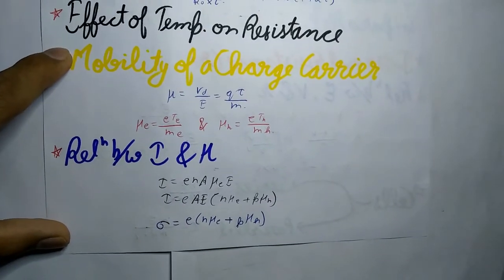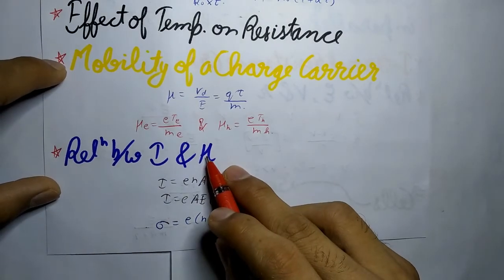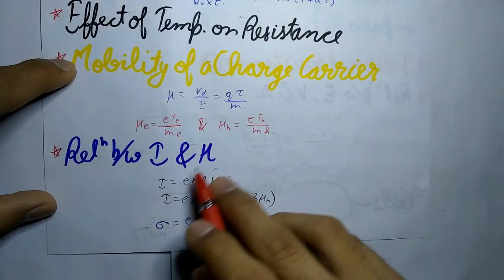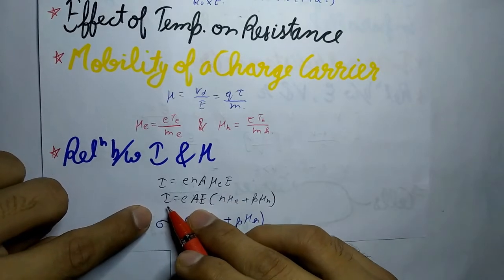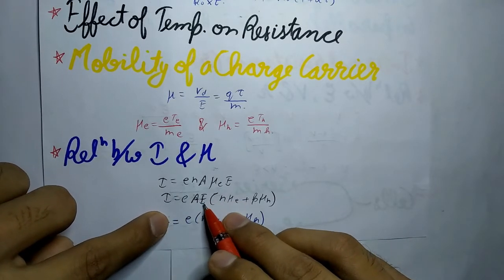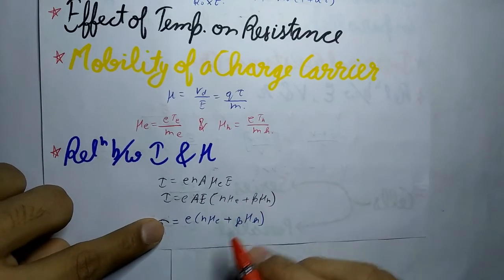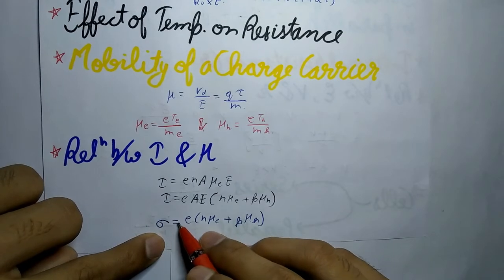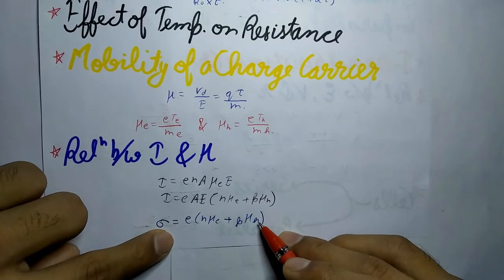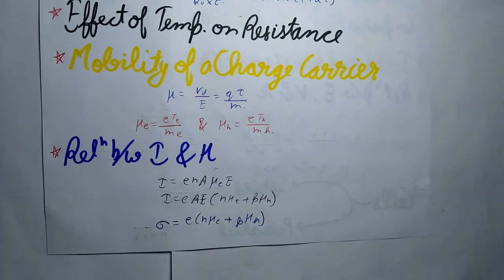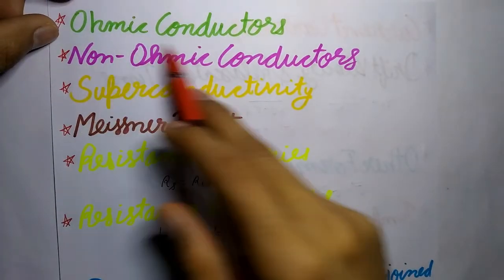Now, relationship between I and mu. I is electric current, and mu is mobility. So for a conductor, I is equal to e n A mu e E, and for semiconductors, I is equal to e A E into bracket n mu e plus p mu h, and sigma is equal to e into bracket n mu e plus p mu h, where n and p are the electron and hole densities.